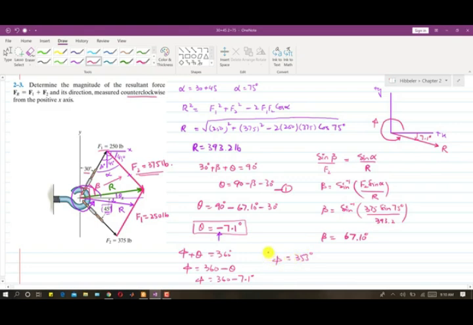So this is the angle of the resultant with the positive x-axis, and this angle is measured counterclockwise from the positive x-axis, right? So this is the phi angle of the resultant, and this is the magnitude of the resultant. So this is the solution of this problem.